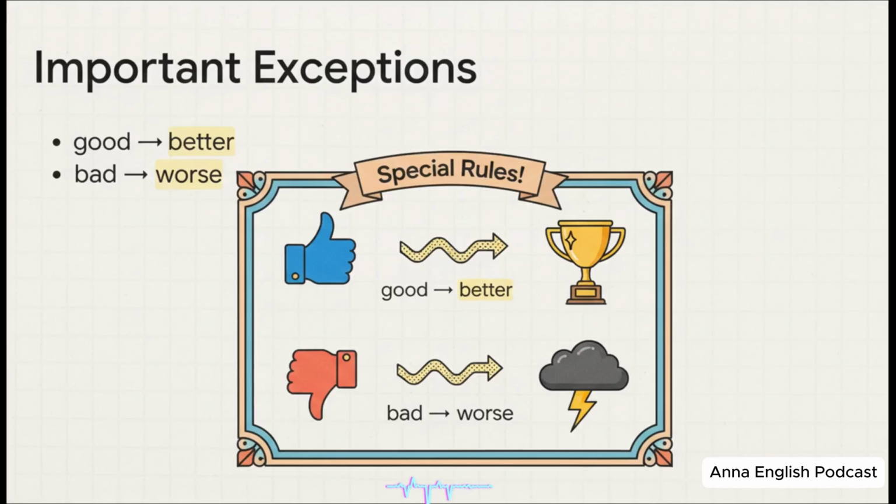And of course, every language has those few words that just like to break the rules, right? Well, in English, the 2 most important ones you have to know are good and bad. Good doesn't become gooder, that's not a word. It becomes better, and bad becomes worse. These 2 are just special, so you'll have to memorize them. They're worth it, I promise.